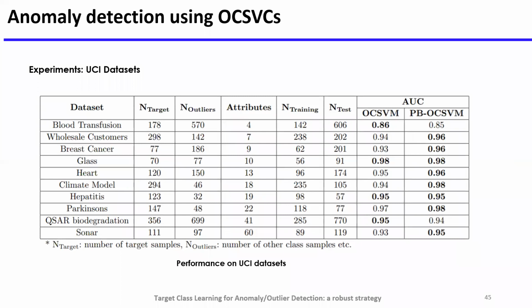Apart from that, some UCI datasets were also experimented with using one-class and pinball one-class support vector machines. Most of the time, the pinball version gave even better results compared to the conventional one-class support vector machine.